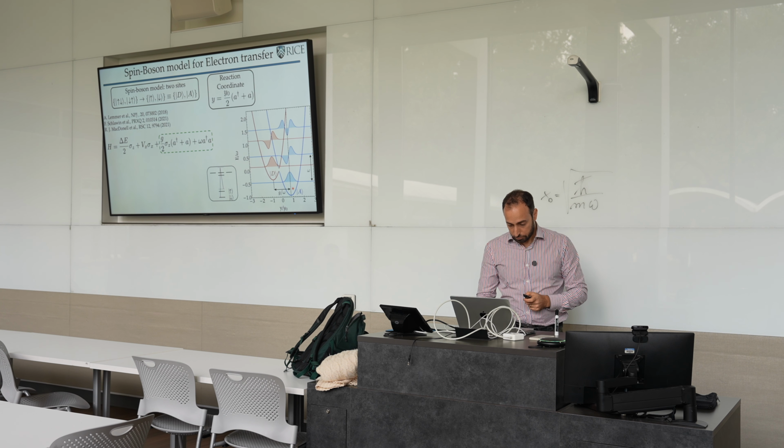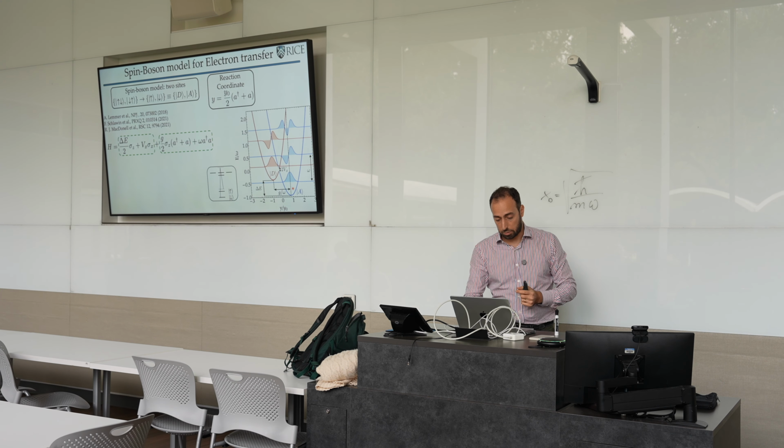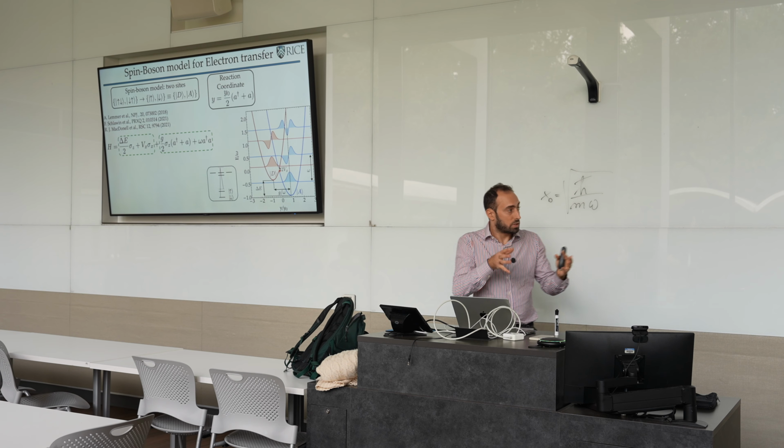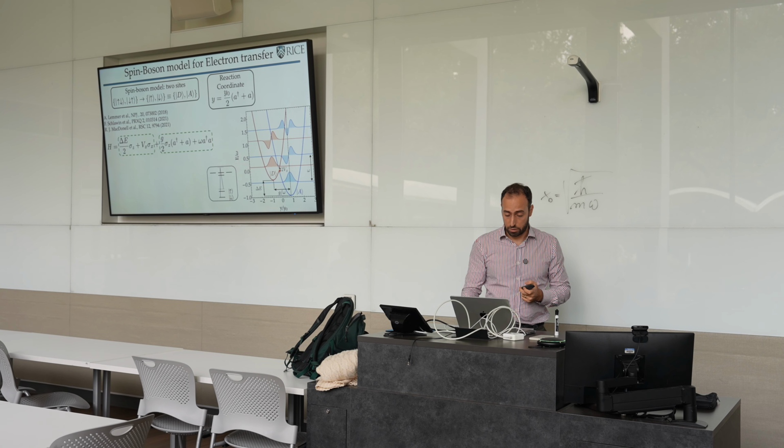And then on top of that, you also have the separation in energy between these two wells and the coupling between these two wells. So even if it's just one spin and one boson, it's actually kind of already complicated. But you can solve everything here.